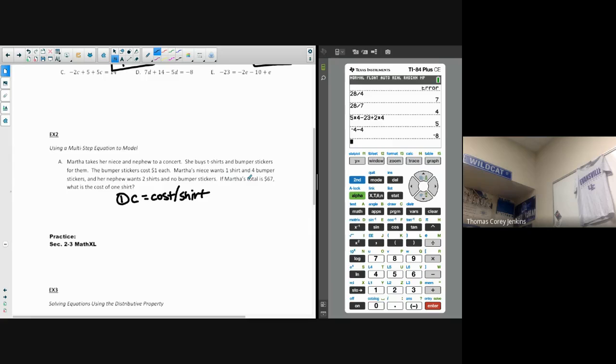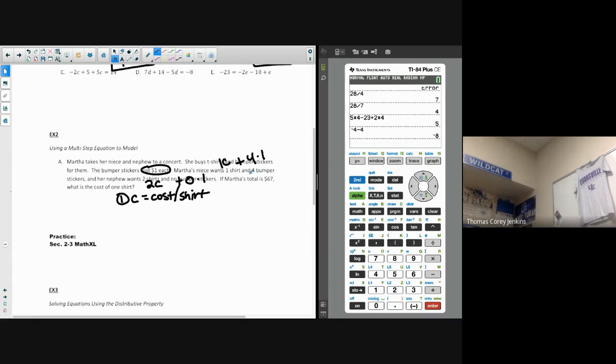All right, so let's just go. Here's one important thing to know. Bumper stickers are $1 each. So, and then the cost of a shirt is represented by C. So her niece is going to have 1 C, one cost of a shirt, plus 4 cost of a bumper sticker, which we know is $1. Okay, so for Martha's niece, that's going to be 1 times C plus 4 times 1. And then her nephew wants 2 shirts, no bumper stickers, so that'd be 2 times C plus 0 times 1.